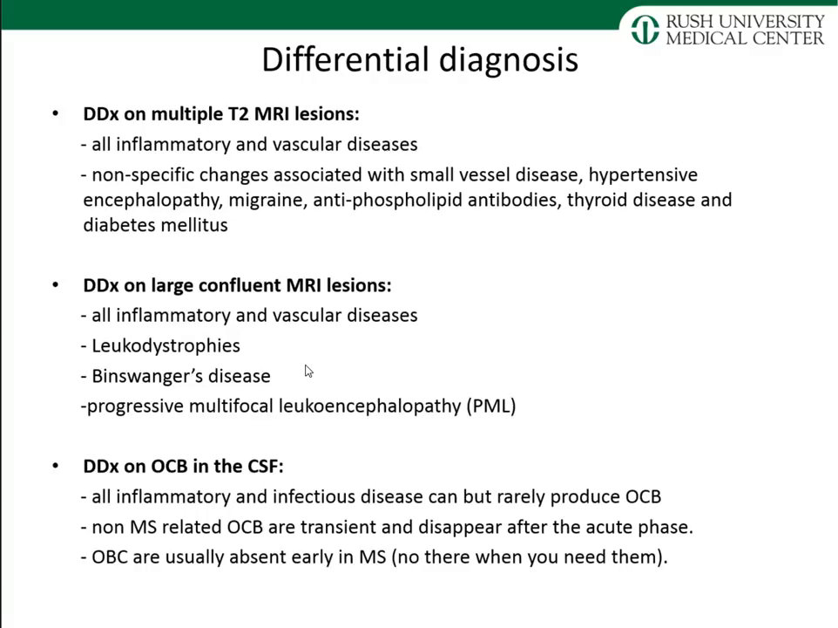Finally, we can't necessarily rely on the presence of oligoclonal bands in the CSF for a diagnosis of multiple sclerosis, because other diseases will also be associated with oligoclonal bands. Frequently, the non-MS related oligoclonal bands are transient and disappear after the acute phase. However, all inflammatory or infectious diseases can be associated with these bands in the spinal fluid.